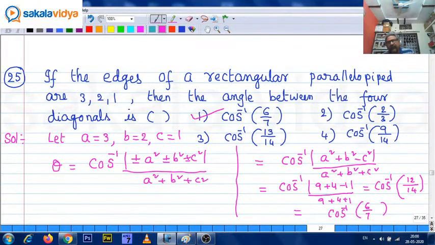What will happen means actually if you take a square plus b square plus c square by a square plus b square plus c square, cos inverse 1, that is 0 degrees. If you take negative sign you get cos inverse minus 1, that will be pi. So that means the angle between the diagonals of the parallelepiped cannot be 0 or pi. For example, if you want to see, I will explain also.